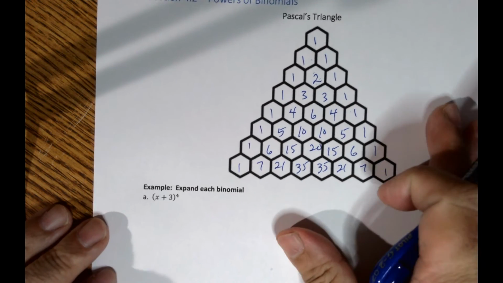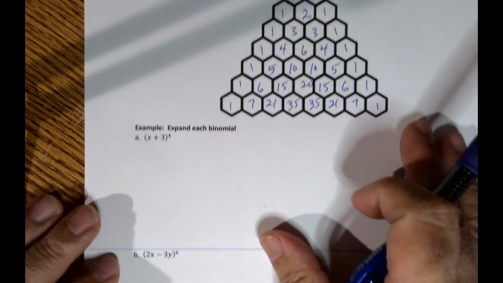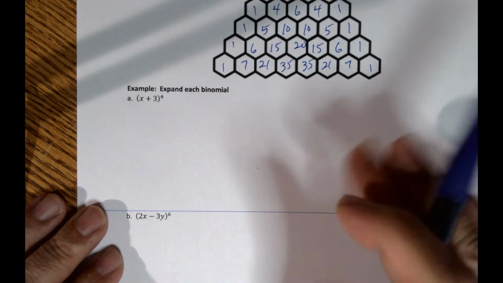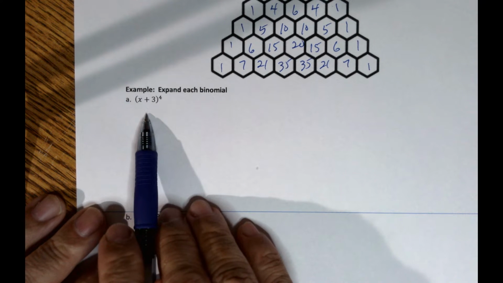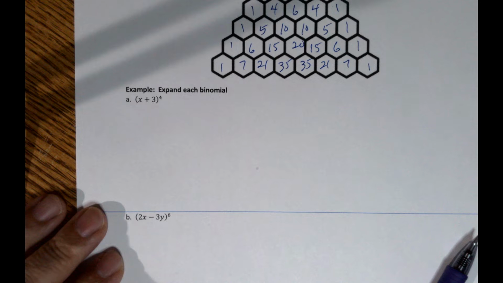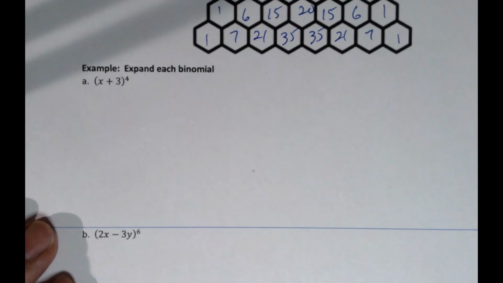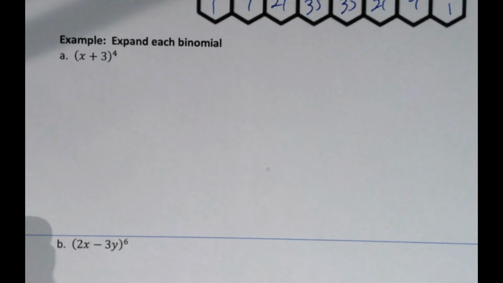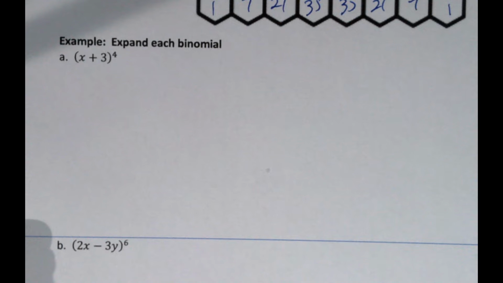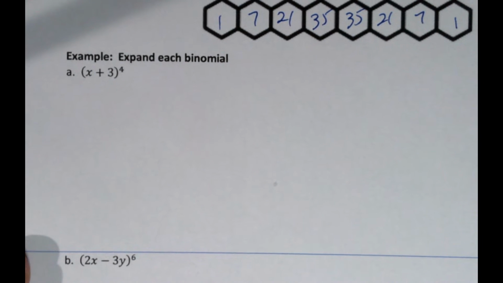All right. Now, where does this come in? Well, what we want to do is expand x plus 3 to the 4th power. And let me zoom in on this. All right. X plus 3 to the 4th power. Let's zoom in some. All right, I think that's about as good as we can get it. All right, x plus 3 to the 4th power.